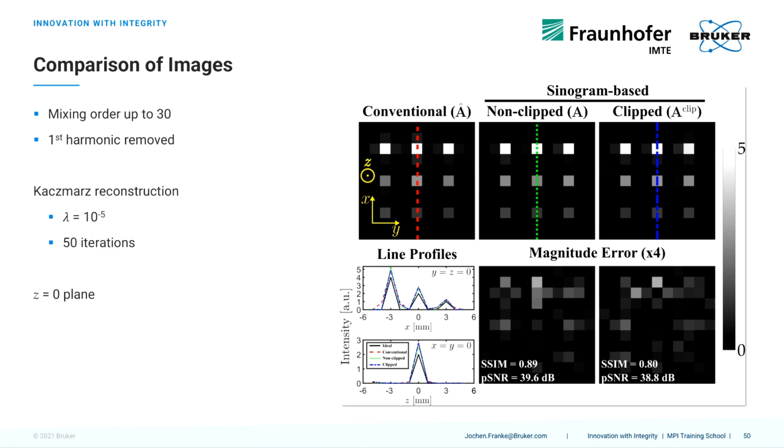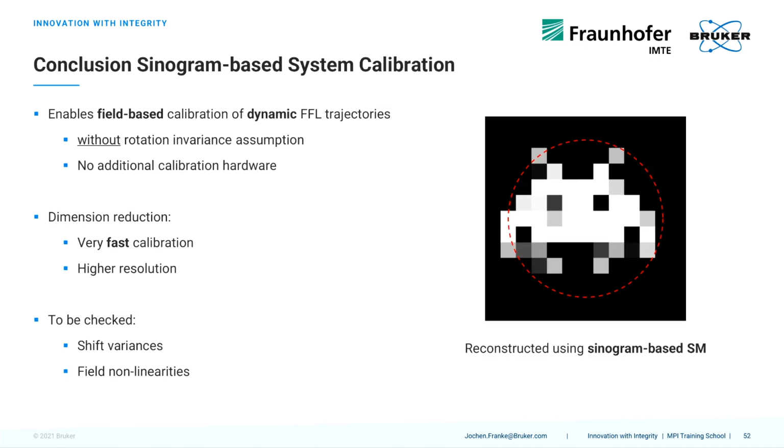Now, by doing some image reconstruction with the conventional system matrix, this is not updated, but anyway, with the sinogram-based system matrix, and we do a comparison of the images, they have an excellent similarity, and we do see just noise. And by using this, we can reconstruct quite easily very nice phantoms.